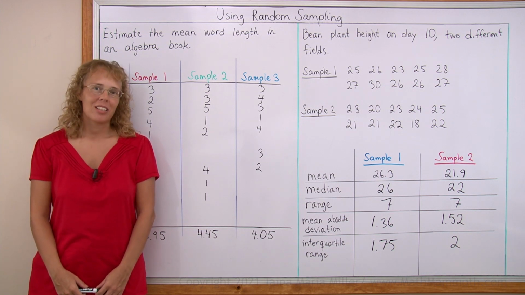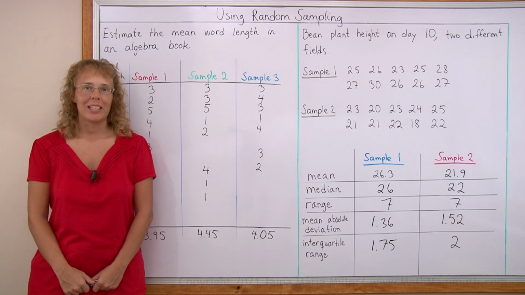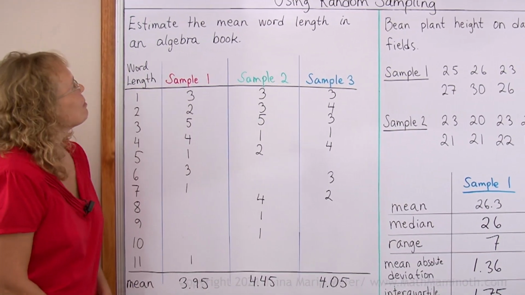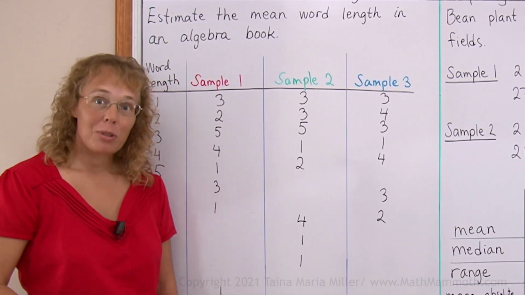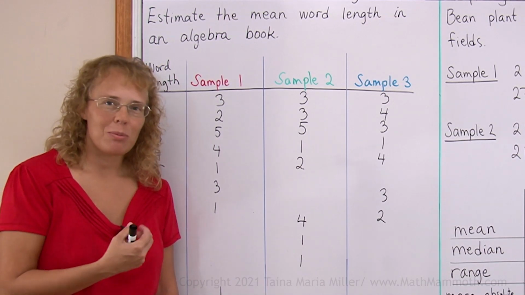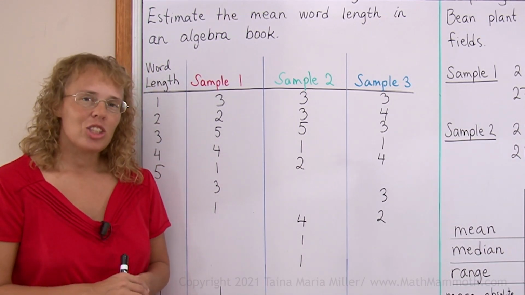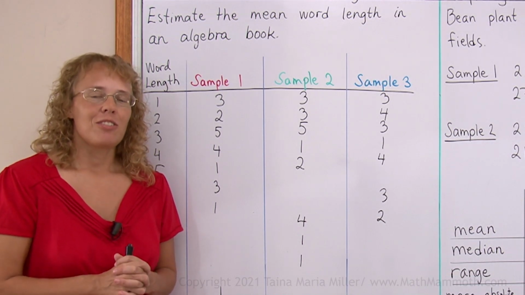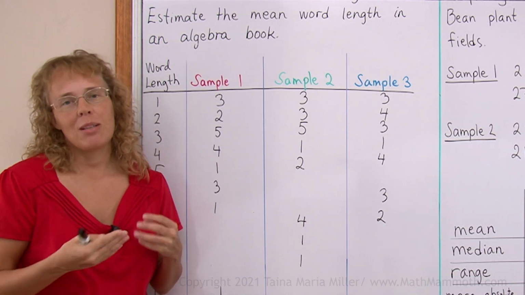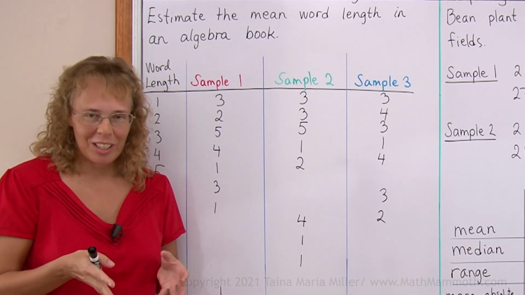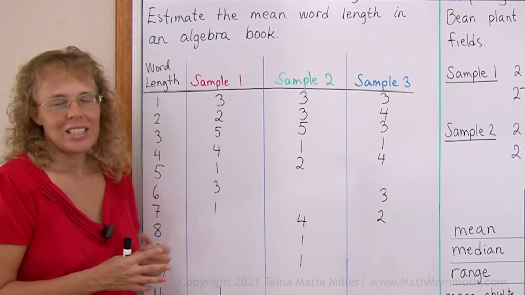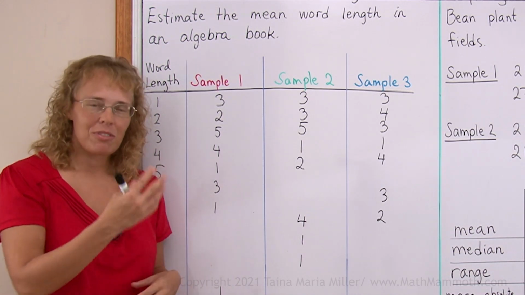In this lesson we're gonna study how to use random sampling. Now, my first example has to do with word length in a big algebra book. And I actually took 3 different samples from that algebra book, and each sample was 20 words only, to make it simple. And I took it from 3 different pages.